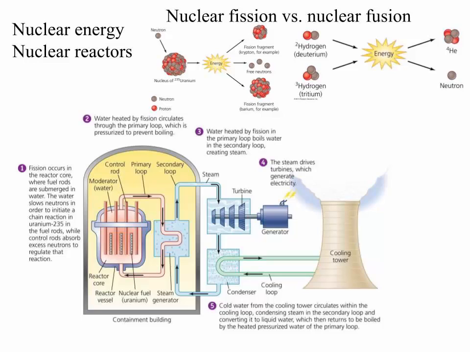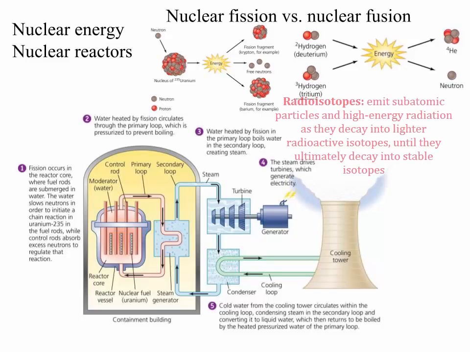We use the element uranium for nuclear power because it is radioactive. Specifically, we use the radioactive isotope uranium-235 for nuclear fission. Radioactive isotopes, or radioisotopes, emit subatomic particles and high-energy radiation as they decay into lighter radioactive isotopes, until they ultimately decay into stable isotopes.